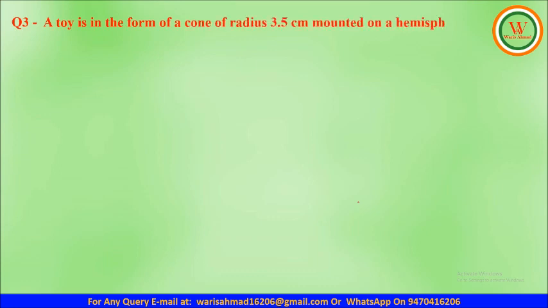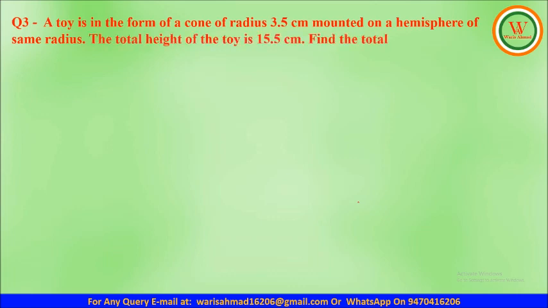Now let us see question number 3. A toy is in the form of a cone of radius 3.5 centimeter mounted on a hemisphere of same radius. The total height of the toy is 15.5 centimeter. Find the total surface area of the toy.